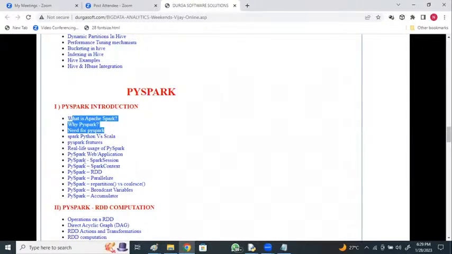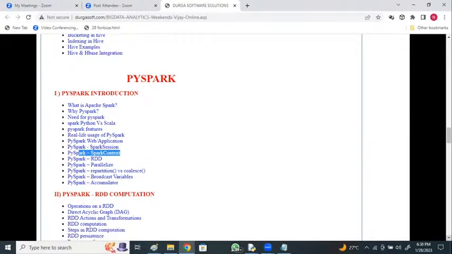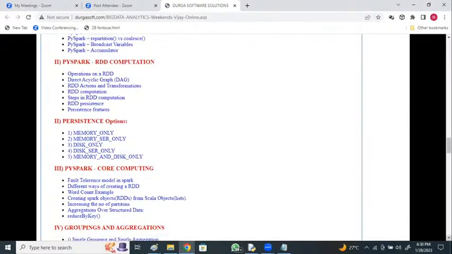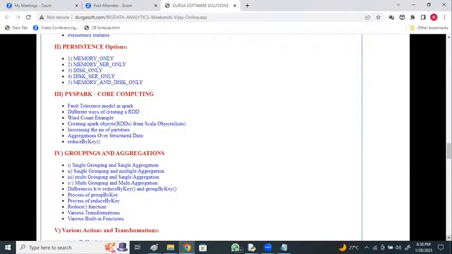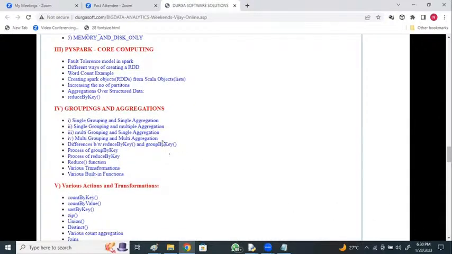PySpark real-time use cases, PySpark session, PySpark context, Spark context. Parallelized repartitioning, broadcast variables, PySpark RDD computations, RDD persistence features and options, PySpark core computation, and increasing the number of partitions, groupings and aggregations, single grouping, single aggregation, multi groupings, multiple aggregations, group by key, reduce by key, various actions and transformations, right?